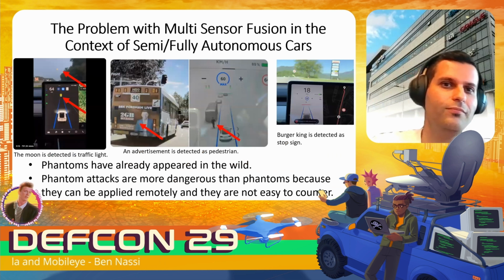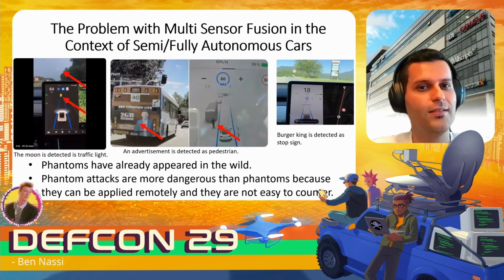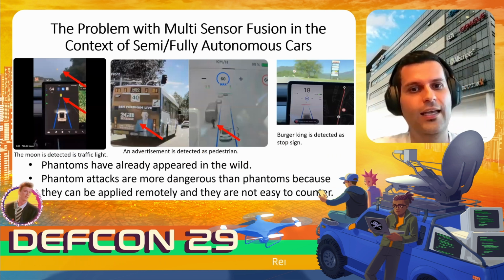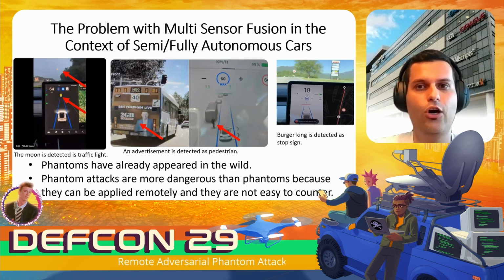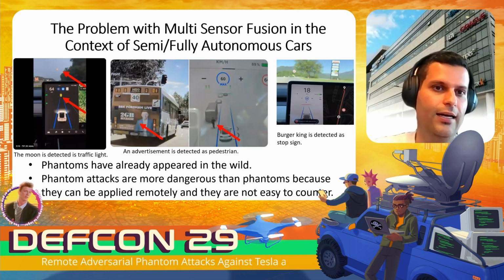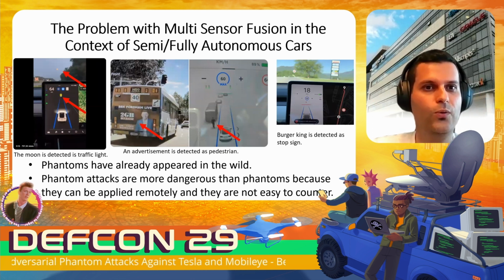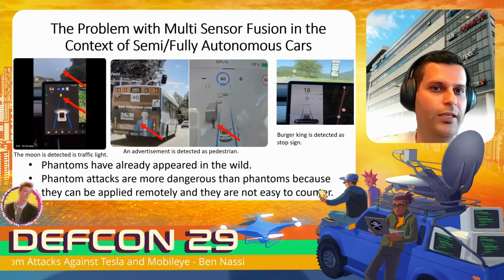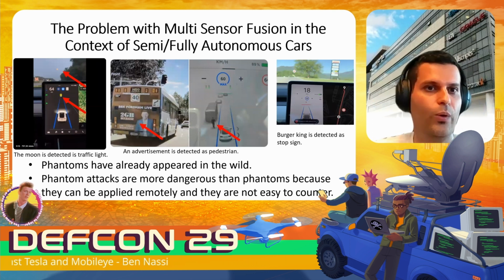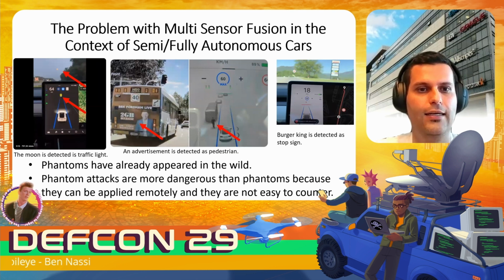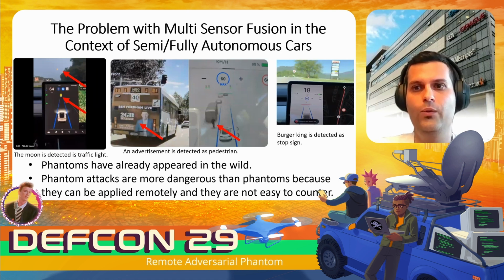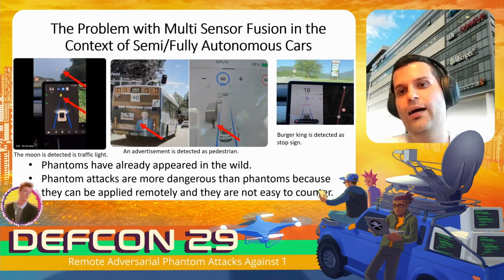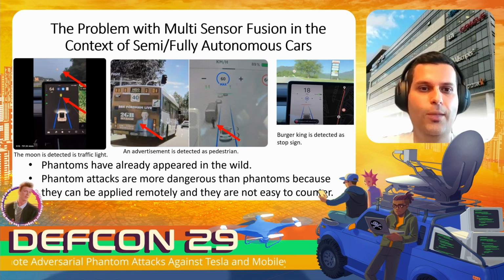In addition, phantoms, as you can see in these pictures, have already appeared in the wild. You can see how physical objects caused Teslas to consider them as real objects. For example, this was taken this week, where a moon was detected as a traffic light, and where an advertisement was detected as a pedestrian. And on the right side, you can see how a Burger King sign was detected as a stop sign.